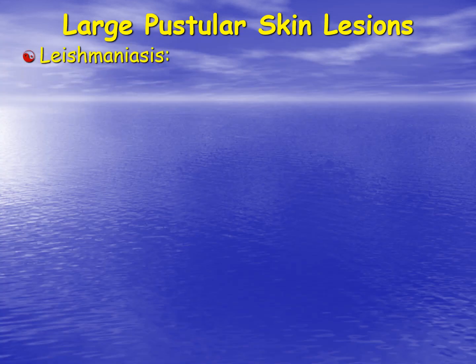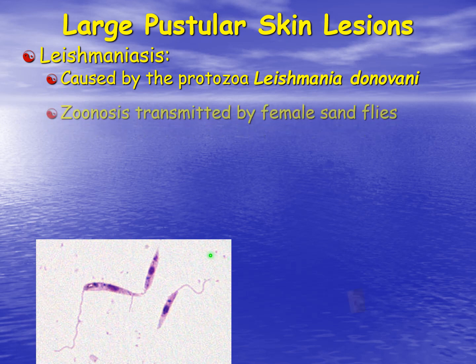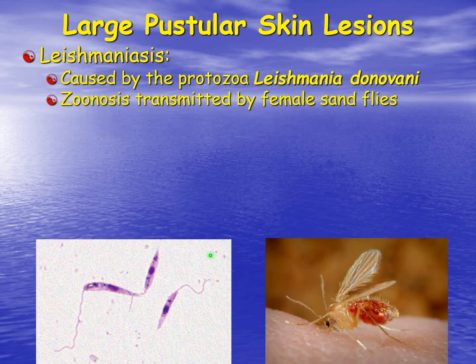Now, large pustular skin lesions. There are several diseases that we need to talk about here, and leishmaniasis is one of those. This is caused by the protozoan Leishmania donovani. This is a tropical parasite. The zoonotic disease is transmitted by the female of a group of flies known as the sand flies, and they bite to take a blood meal.